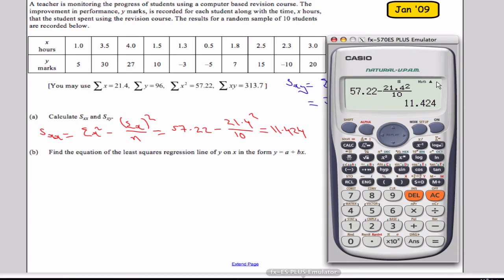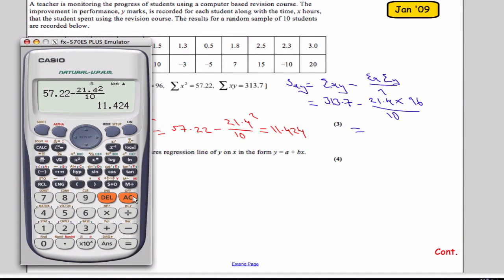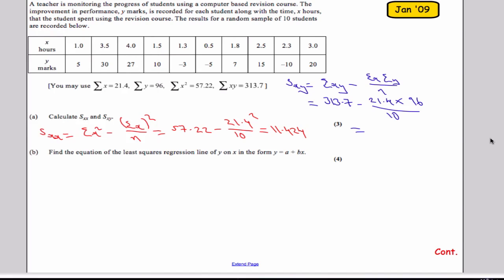Right, so out with the calculator. Here we go. 313.7 minus 21.4 over 10. That's multiplied by, and again, just pay careful attention to my calculator display here, times 96. What I've got on my calculator display is exactly what I've written down. That equals 108.26.